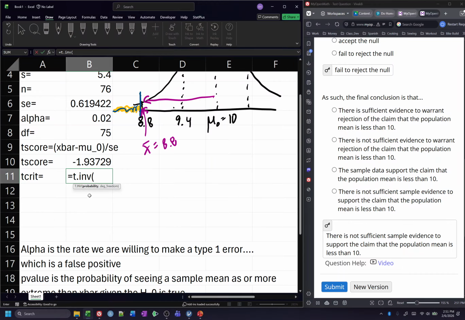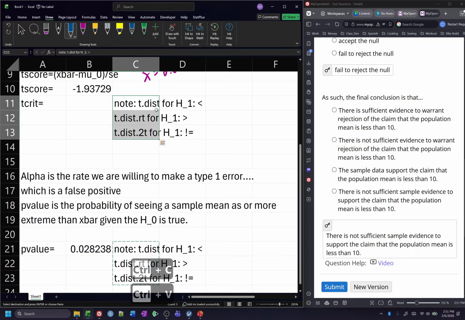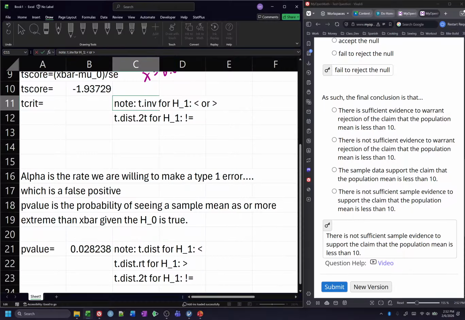What we're going to do here is for our one-tail test, so let's copy these because they are close to what we're going to use up here. Note for the T.DIST for a less than or a greater than, we can get rid of this because it uses the same thing for the left tail and the right tail. And we're not using DIST, we're going to use INV. Same thing down here, INV.